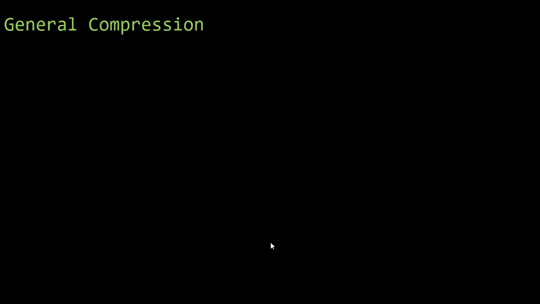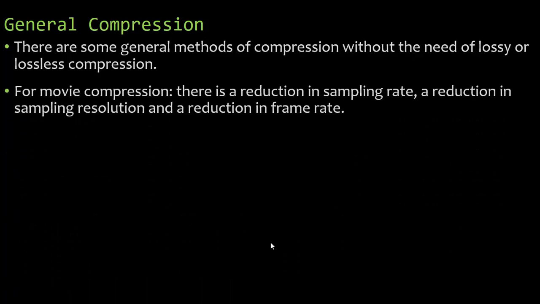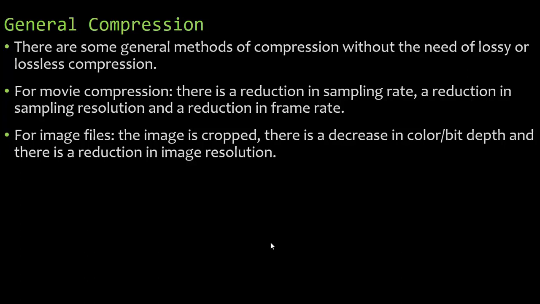Now, let's talk about general compression overall. There are some general methods of compression without needing lossy or lossless compression. For movie compression, for example, we don't use lossless or lossy. We're going to use movies, and here's how we do it. They reduce the sampling rate, they reduce the sampling resolution, and they reduce the frame rate. By taking data out, you are lowering the size of the movie. For image files, well, we crop images, we decrease the color bit depth, and we decrease the image resolution, so we still get an acceptable quality picture, but it's not the same.